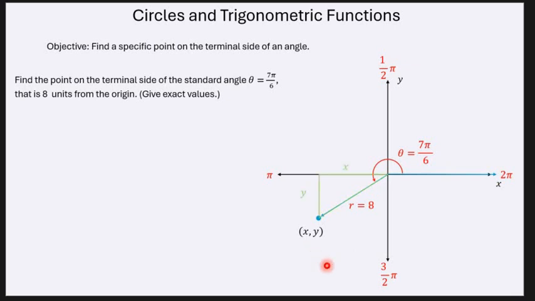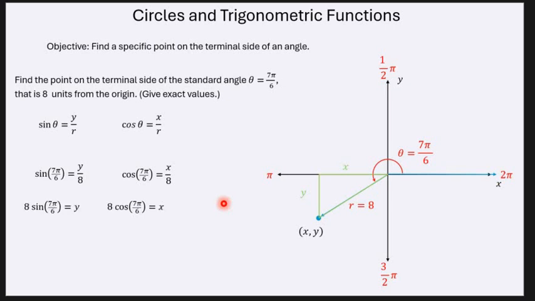So here's the triangle. The sine of theta is going to be y over r, and the cosine of theta is going to be x over r. That means that the sine of 7 pi over 6 is equal to y over 8, the radius, and the cosine of 7 pi over 6 is equal to x over 8. Then I'm just going to solve for y and x respectively by multiplying both sides by 8.